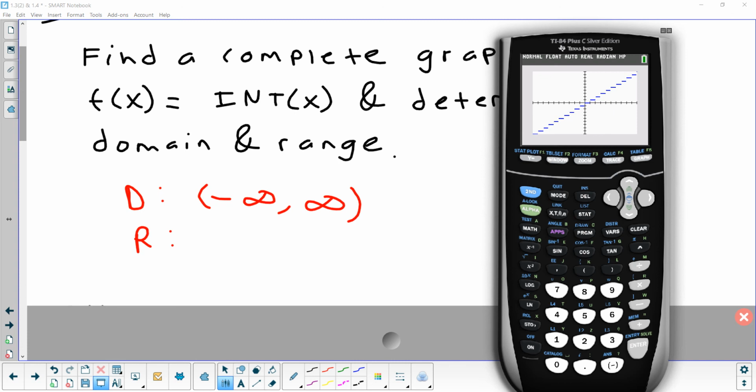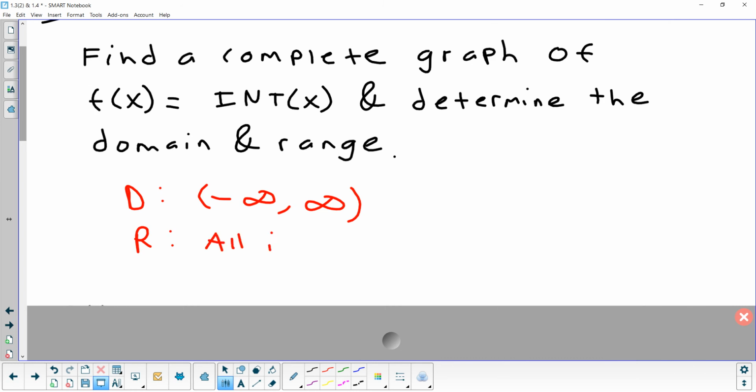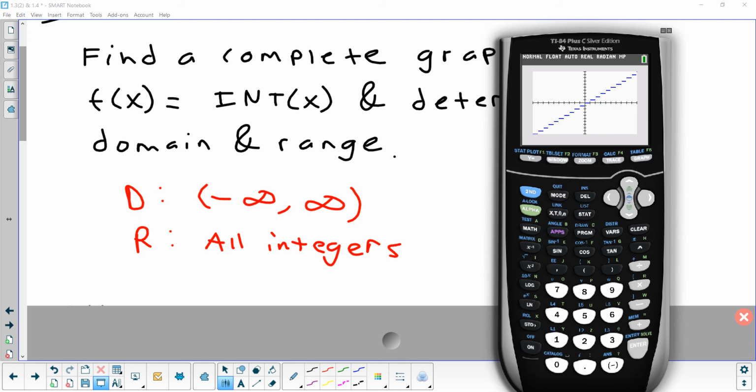Now, what about the range? What kind of answers do you get? Yep. Only integers. It does go up forever and it does go down forever, but you'll never get a value of like 2.3 from the greatest integer function. The value returned to you is always an integer. So the range, all integers. That's kind of a weird range. We don't normally have something like that. But that's also kind of a weird graph. We don't normally have steps like that either.